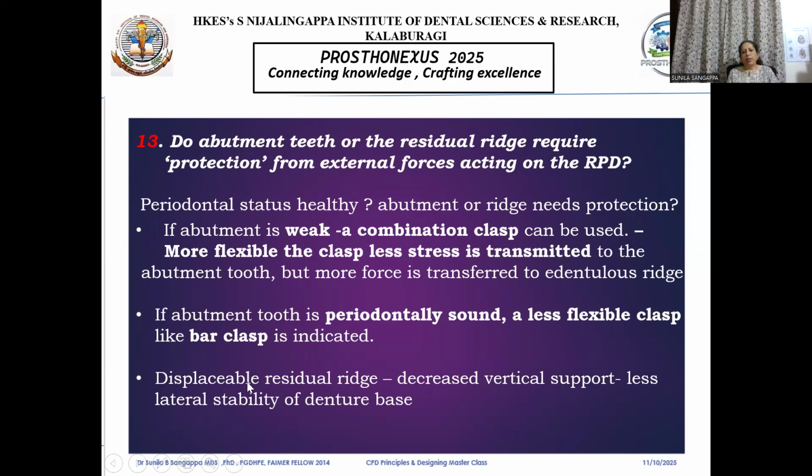And in case of periodontally sound abutment teeth, we go for a less flexible clasp, that is the bar clasp. The displaceability of the residual ridge should be considered whenever there is decreased vertical support because there is less lateral stability of the denture base. In such a case, we would definitely ensure a broad stress distribution, and we would also consider a functional impression.